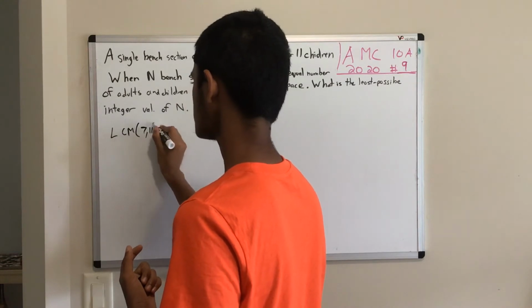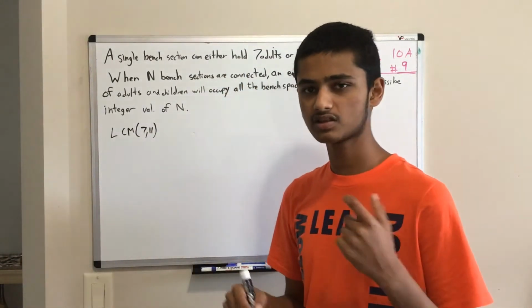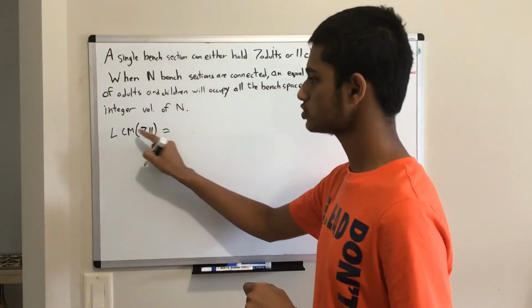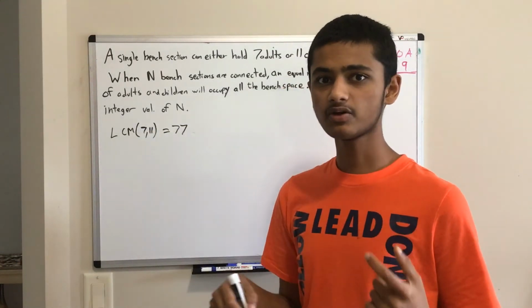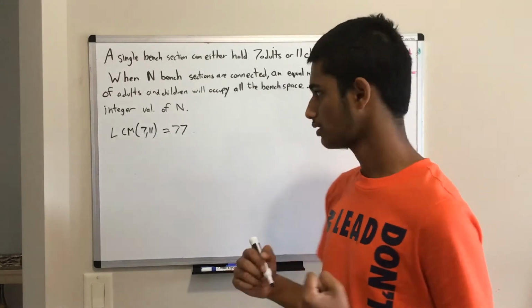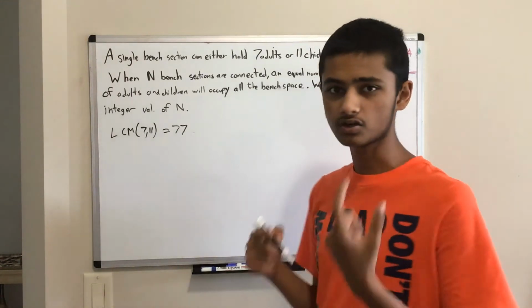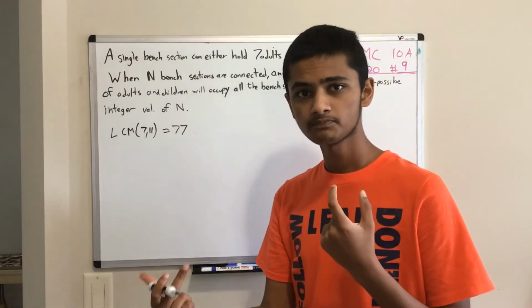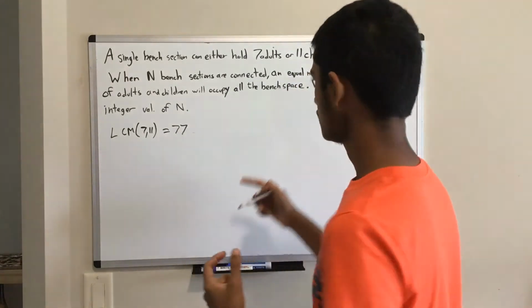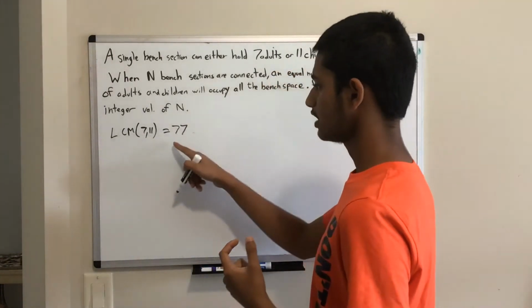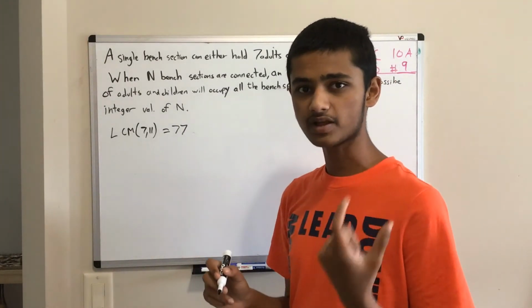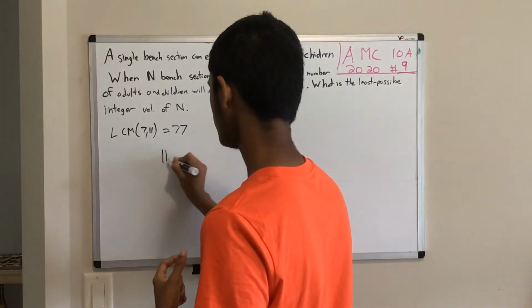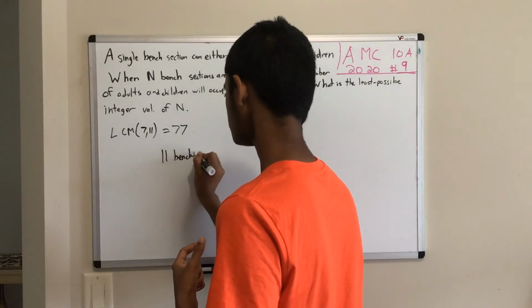77, because 7 and 11 are co-prime, and therefore we must multiply these two numbers together, so it leaves us with 77 as the LCM. And now to figure out how many bent sections we need. Since there's 77 adults and 77 children, we're going to need benches for both of them. So for 7 adults per bench, if there are 77 adults, we will need 77 divided by 7 benches for the adults. So 11 benches for the adults.